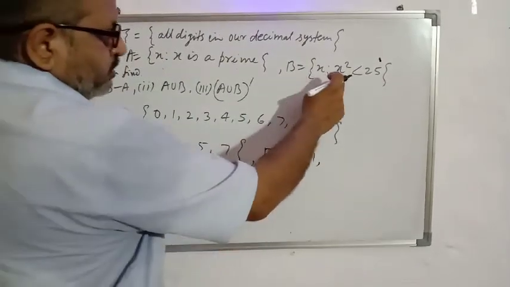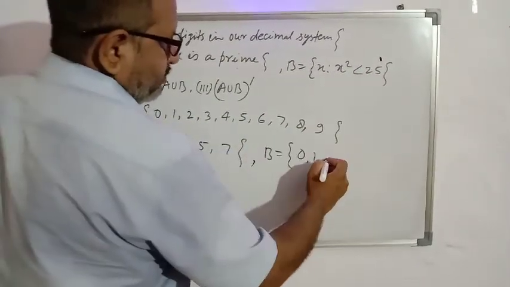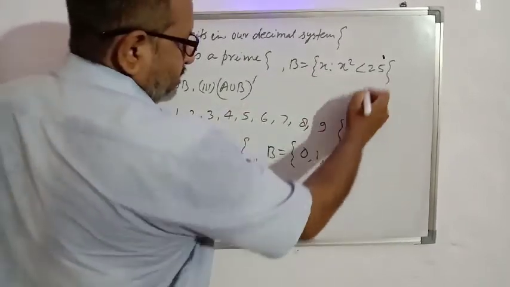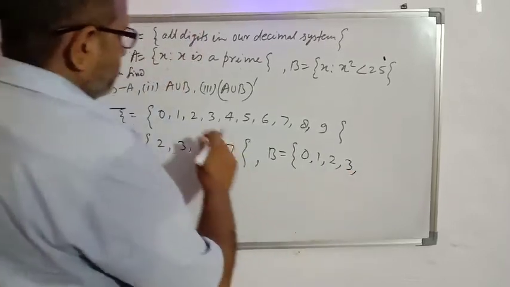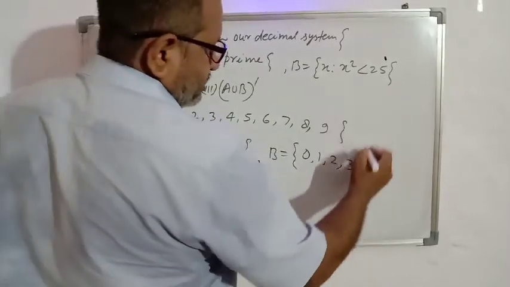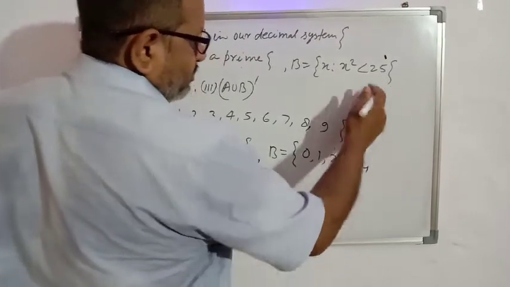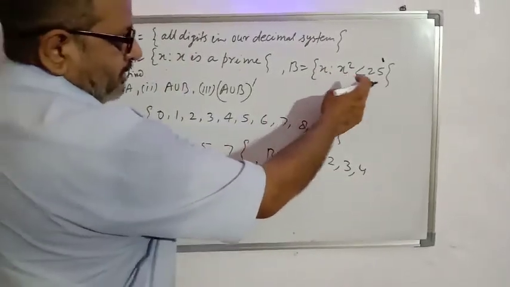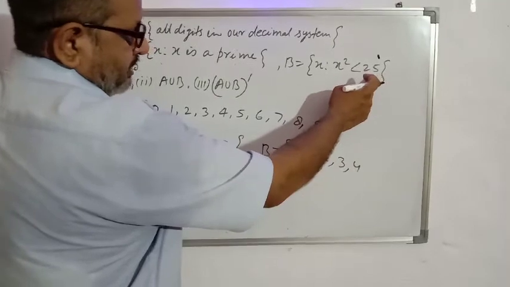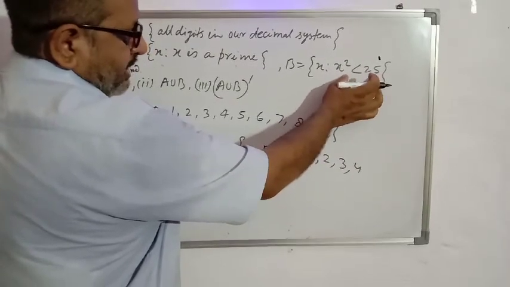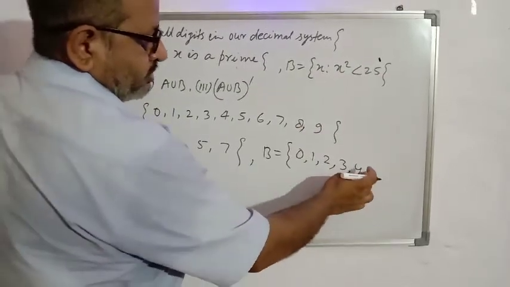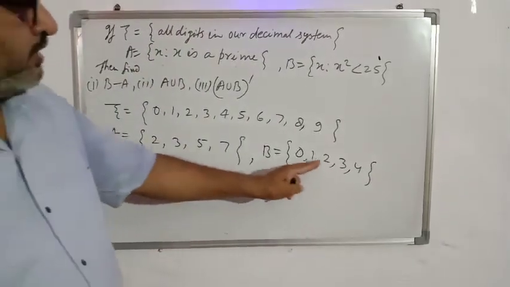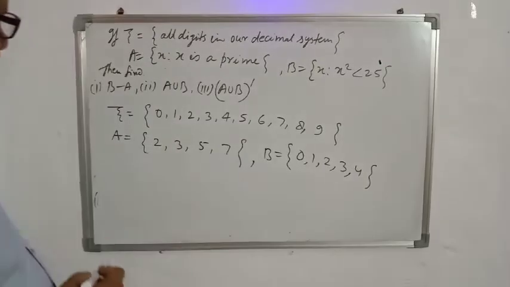Next element 2. 2 square is 4. Again less than 25. So we can write 2. 3 square is 9, less than 25, so we can write 3 also. 4 square is 16, less than 25, so we can take 4 also. When we take 5, square will be 25, which is equal to 25. But here we have to take x square less than 25, so we cannot write 5 here. So elements of B are 0, 1, 2, 3, 4.